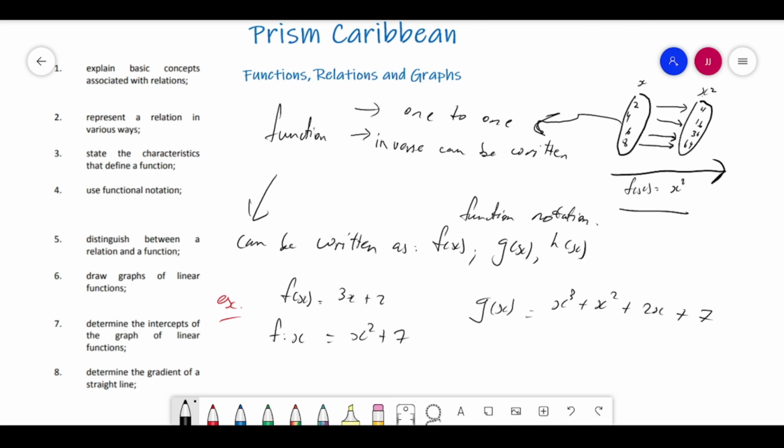And this is Jordan Shaffer. We have a very short video today on functions, relations, and graphs. Just a brief introduction. Again, go over it as you deem necessary.